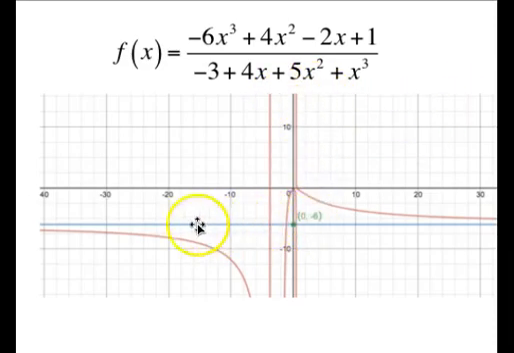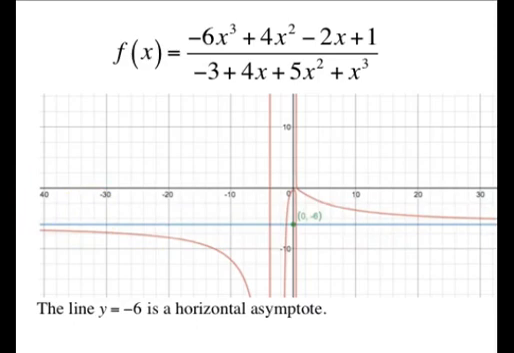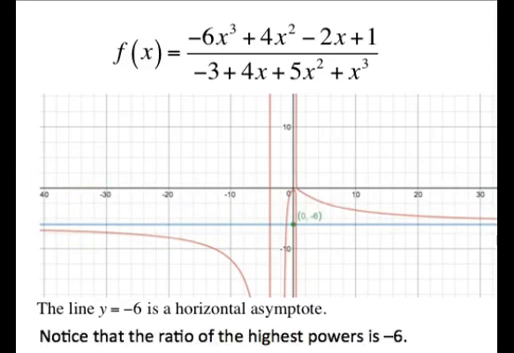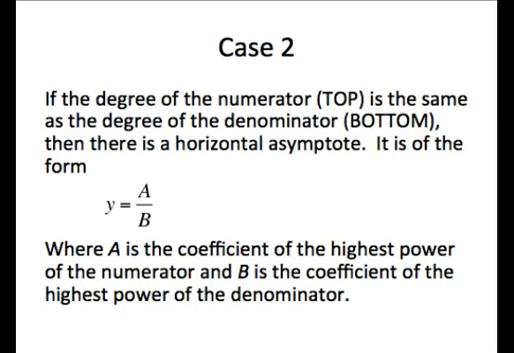This is the point 0, negative 6, and here is the asymptotic line, which of course is y equals negative 6. Where did negative 6 come from? Highest power here, negative 6x cubed. Highest power there, 1x cubed. The ratio of those two pieces is going to give us negative 6. Hence y equals negative 6 is the end behavior for this function. Y equals negative 6 is the horizontal asymptote, and again the ratio of the highest powers, negative 6x cubed over 1x cubed, is negative 6.